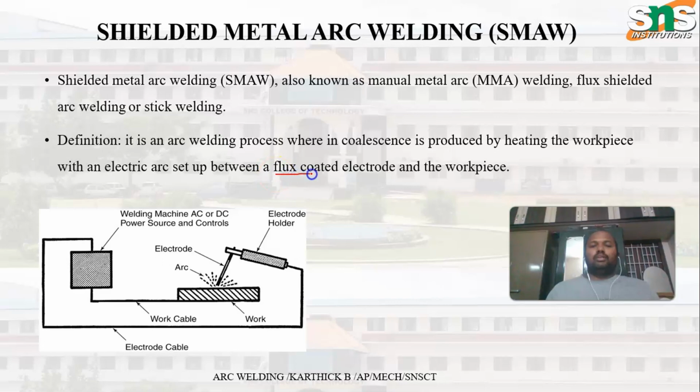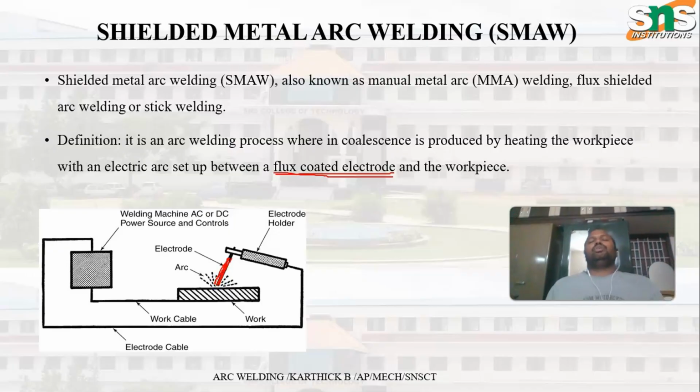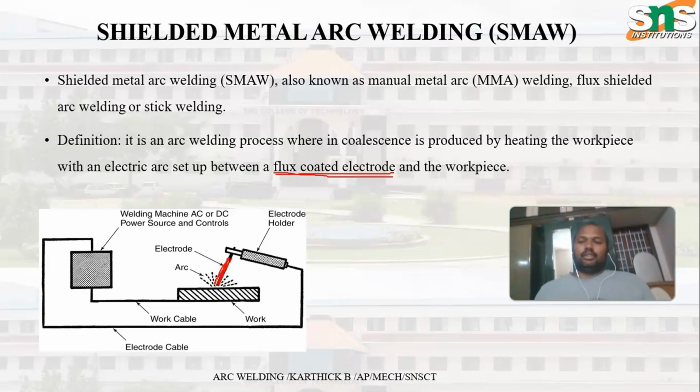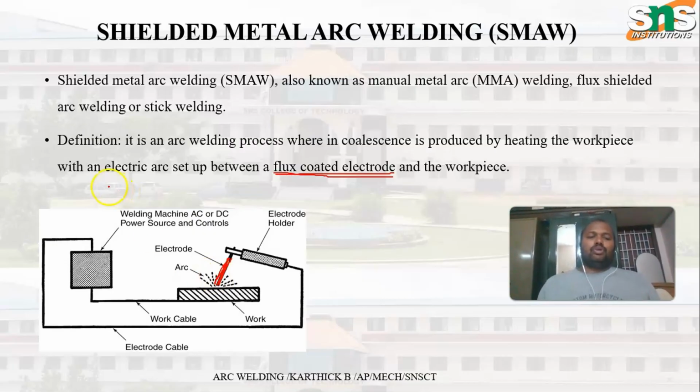As I already informed you, this flux coated electrode uses the term flux. Here you can see, this is the electrode. Above the electrode you can see there will be a flux coated around this electrode, so that the weld integrity is improved. So in short, here a welding machine is used.